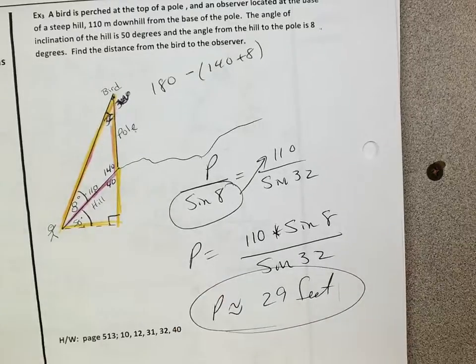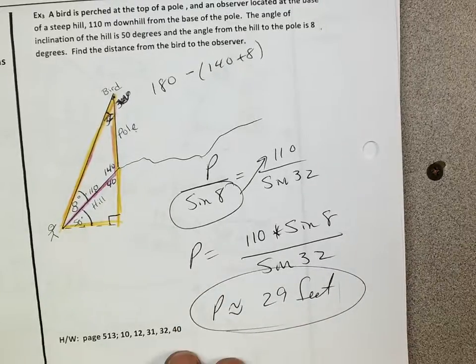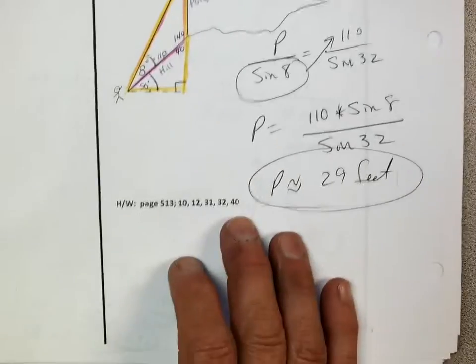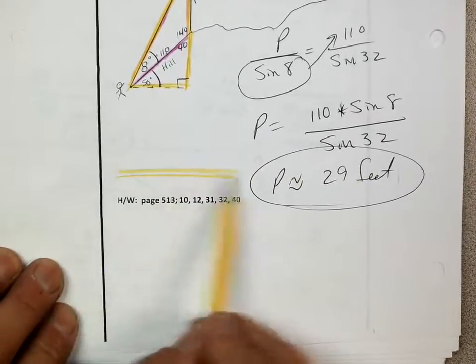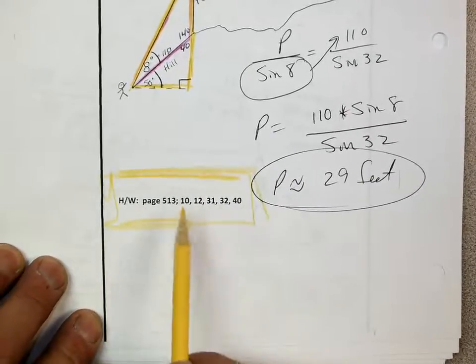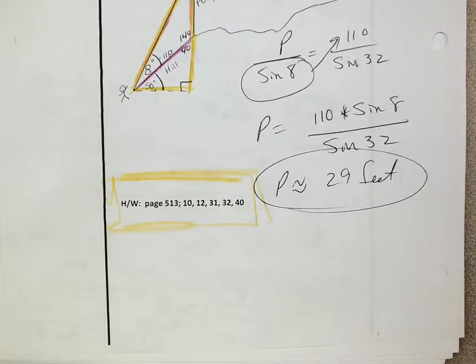How's that? Okay, so we have lots and lots of time to get the homework done. Please draw the triangle and show the work. 1, 2, 3, 4, 5 problems. That's it, okay? Easy.